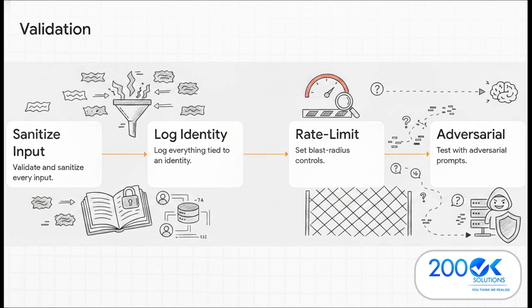Then rate limit. You've got to set blast radius controls, so an agent can only take, say, a few write actions per minute. Finally, test with adversarial prompts. Don't just run those happy path tests where everything goes right. Try to actively make the agent misuse tools or leak internal parameters. Think of it as the MCP equivalent of a mandatory penetration test.